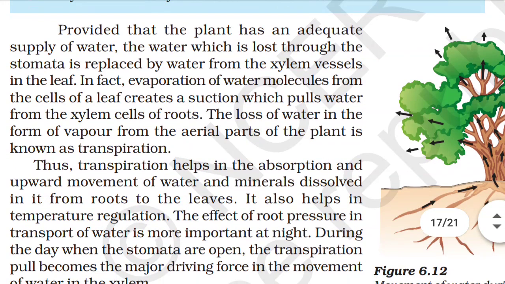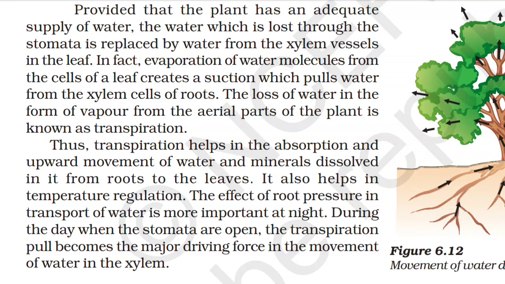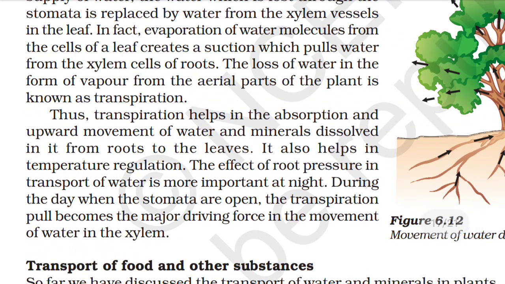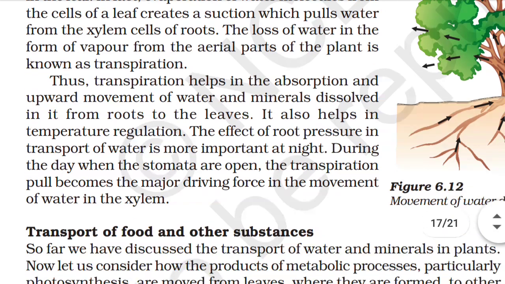Provided that the plant has an adequate supply of water, the water which is lost through the stomata is replaced by water from the xylem vessels in the leaf. In fact, the evaporation of water molecules from the cells of a leaf creates a suction which pulls water from the xylem cells of roots. The loss of water in the form of vapor from the aerial parts of the plant is known as transpiration. That is why this theory is also known as transpiration pull theory.